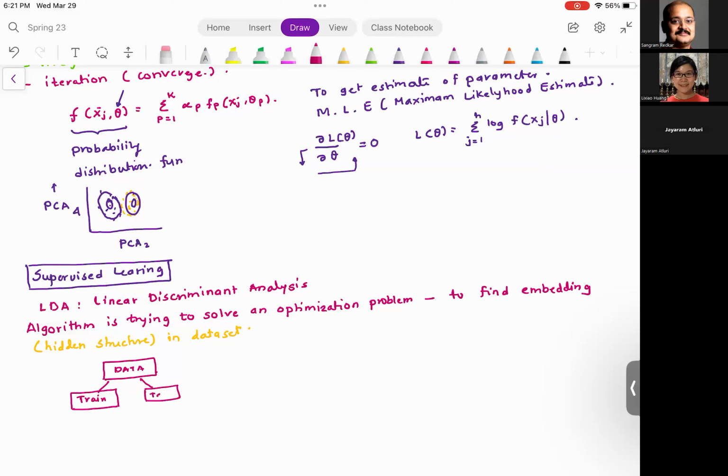Now, this is something that is very important. Now let me try to explain what exactly happens in the case of linear discriminant analysis. So imagine that you have a data set wherein you have two different data sets, like you have a cat, and then you have the dog.